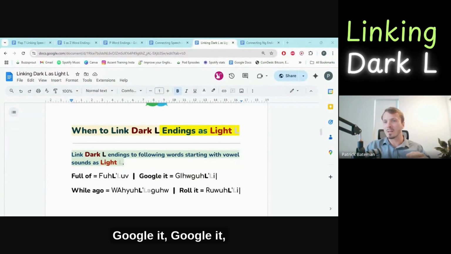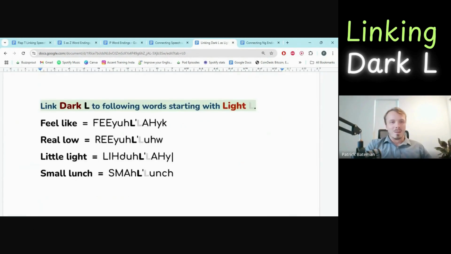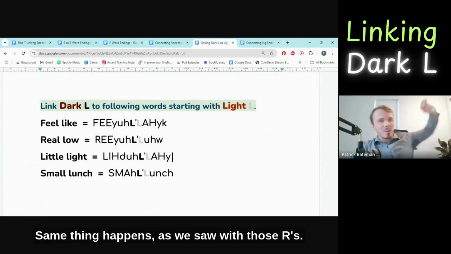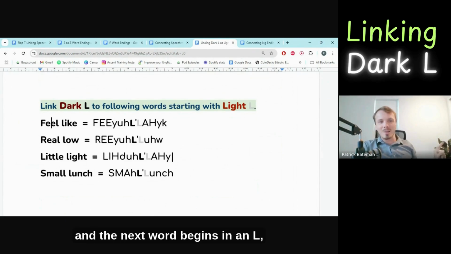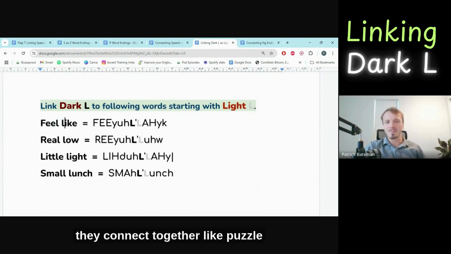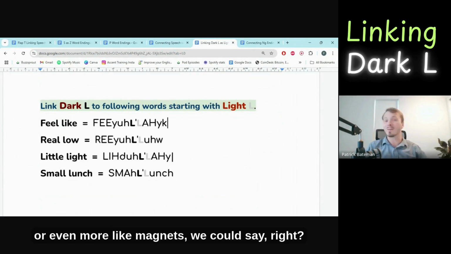Google it, while ago, roll it. It connects, no breaks. Same thing happens as we saw with those R's. If a word's ending in an L and the next word begins in an L, they connect together like puzzle pieces, once again, or even more like magnets, we could say, right?